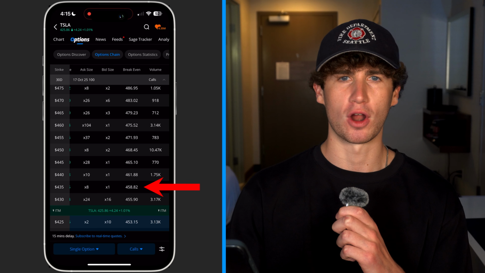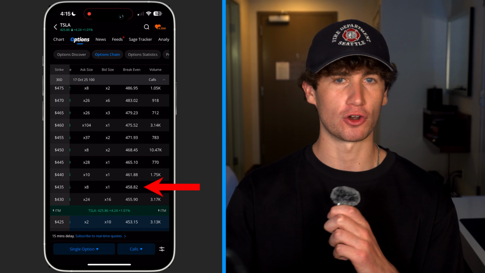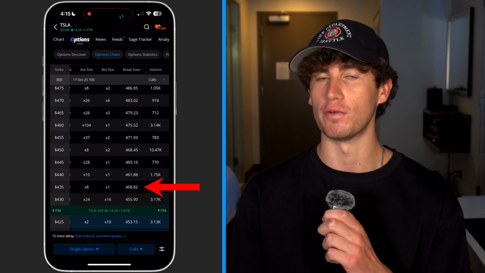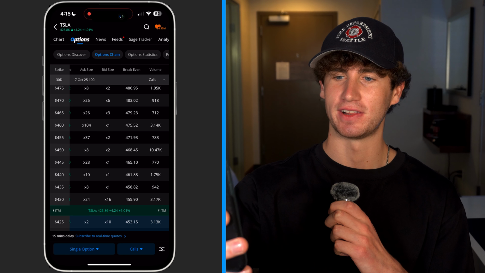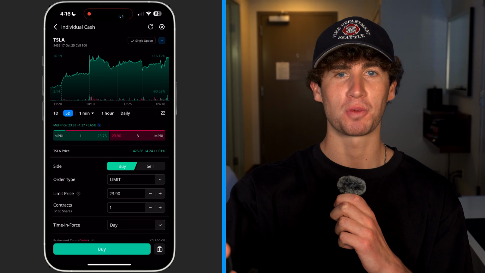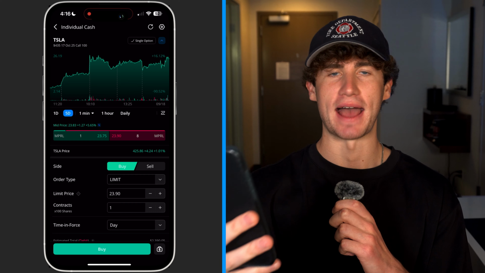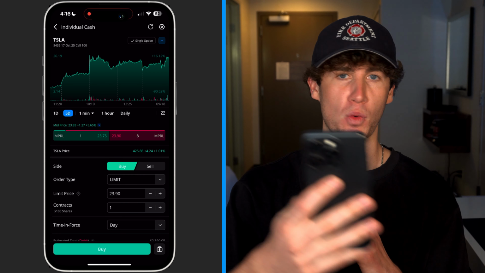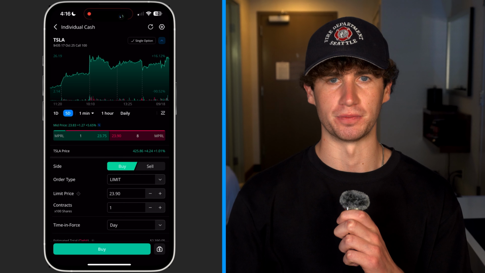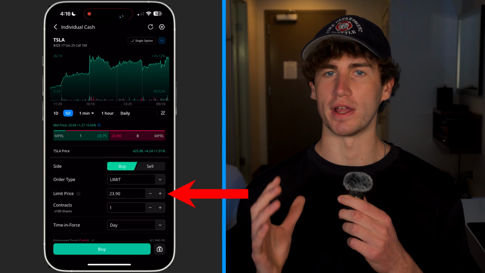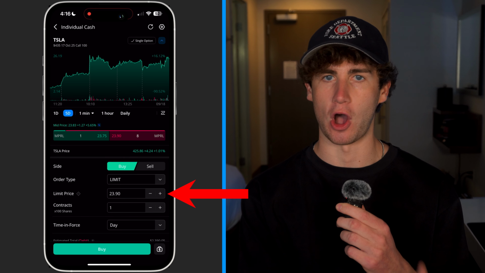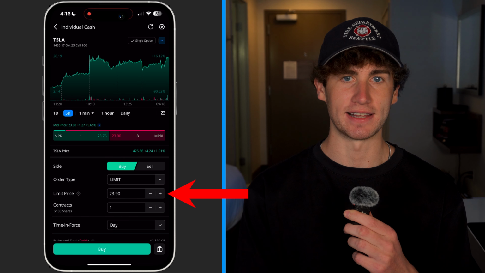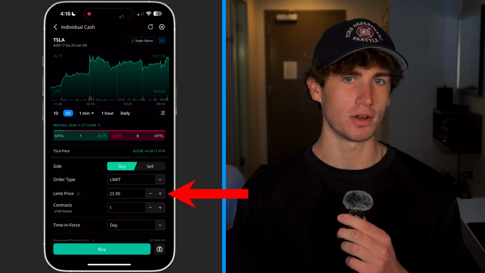So it looks like the $435 strike is the first option with the break even price below $460. So let's buy it. Click on that option, then you're brought to the order form. We'll leave the order type as a limit. This protects us from paying more for the option than we want to. Next is limit price. This is what you have to pay to buy this option. It works differently when selling, and you'll see why this is so important in a second.